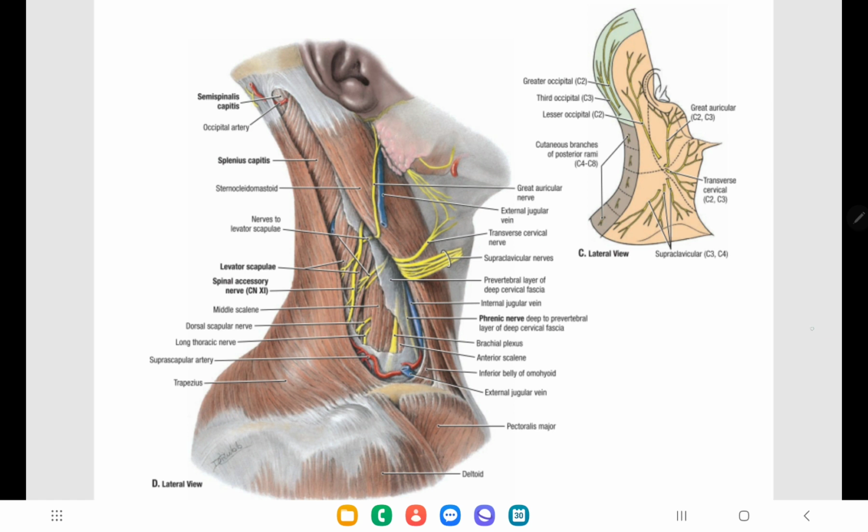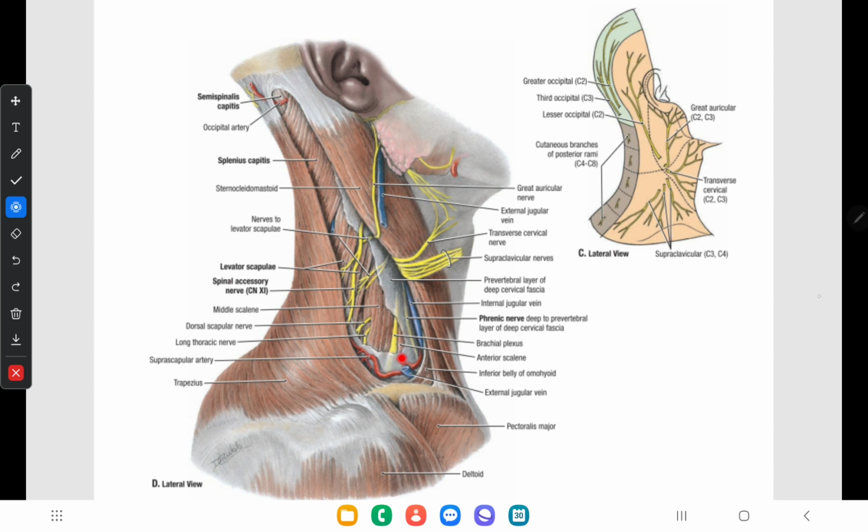Let's see what are the deep contents of the posterior triangle of the neck. The supraclavicular part of the brachial plexus, that means trunk stage and a few branches, are located in the subclavian triangle, that means the lower part of the posterior triangle. The upper trunk of the brachial plexus, here you can see the brachial plexus here. So the upper trunk of the brachial plexus gives off the suprascapular nerve and the nerve to subclavius here.